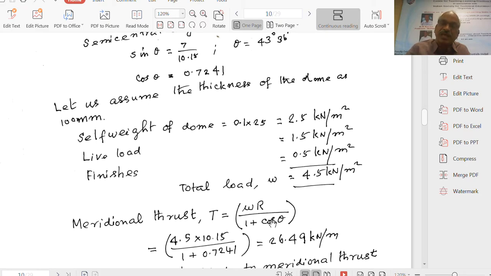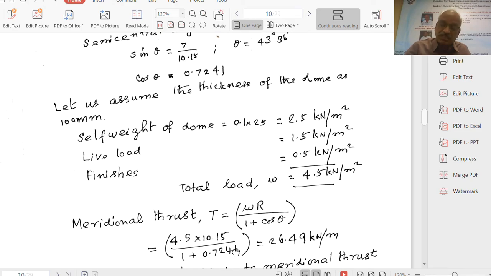In addition, there will be a load called lantern load, which will be a concentrated load on the top of the dome. The lantern we can observe in the case of overhead tanks, where there will be a lantern for providing light to the inside. That load has to be added, and then there will be one more term in the formula, WR by 1 plus cos theta minus or plus some W, which indicates the lantern load. That formula is not necessary here. Therefore, that term is not there.